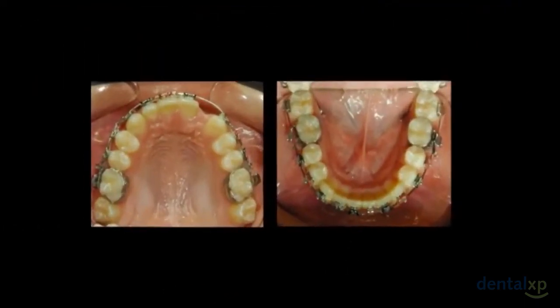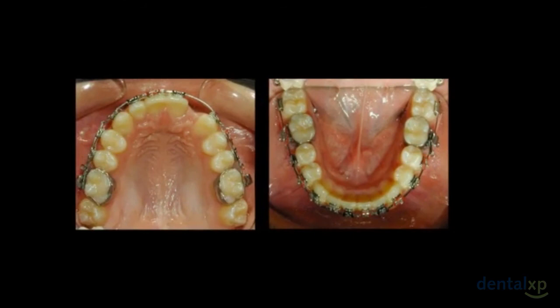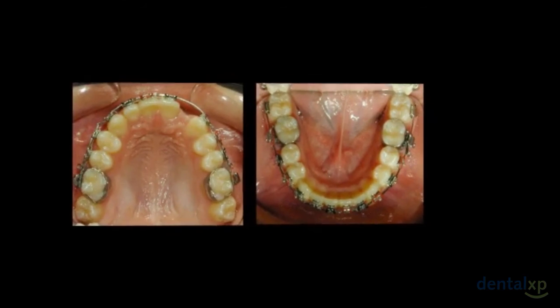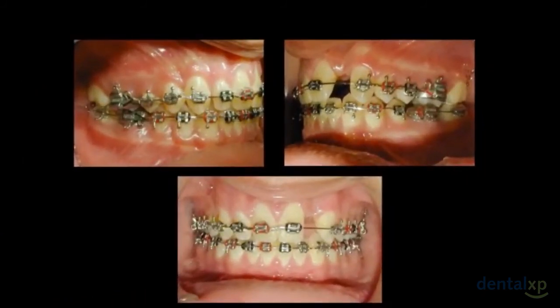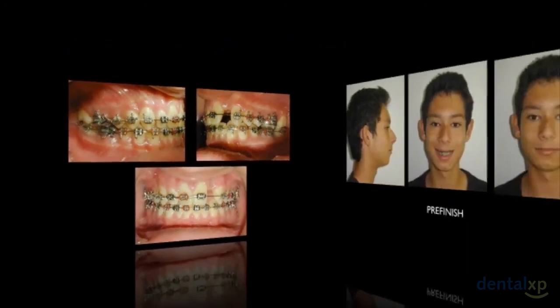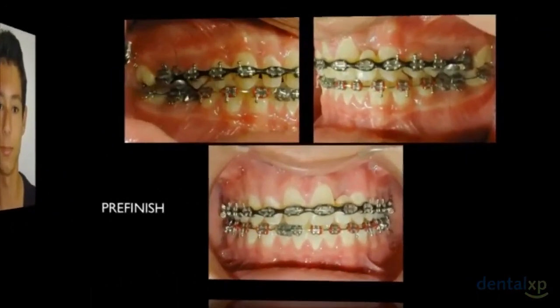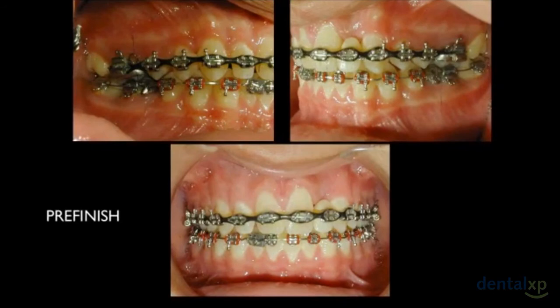A couple of years later, he came to start his second phase. You can see brackets were placed, with initial leveling and alignment. And now we're preparing the space for the future lateral incisor. We can see his facial appearance and smile. As you can see here, we are settling the occlusion, an Angle class 1 molar and canine relationship, but notice something that still makes noise in my head.